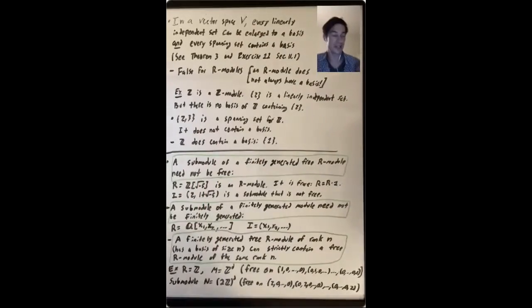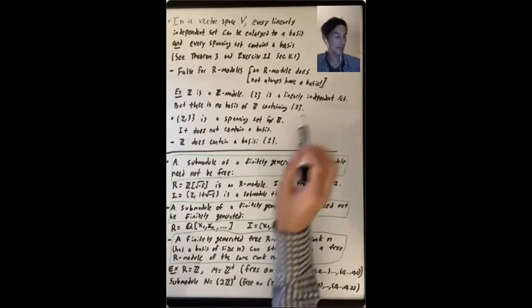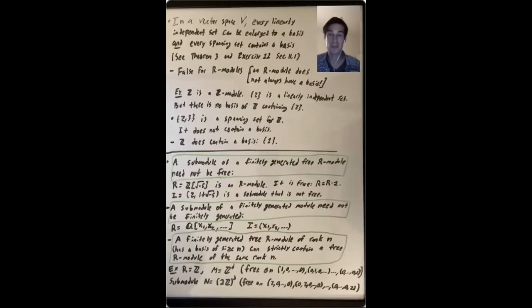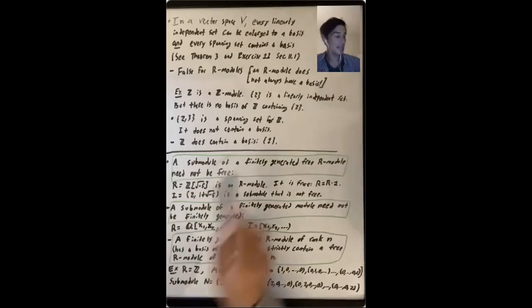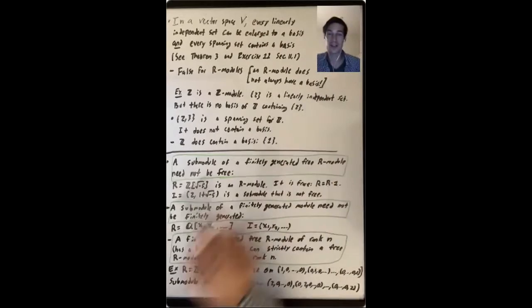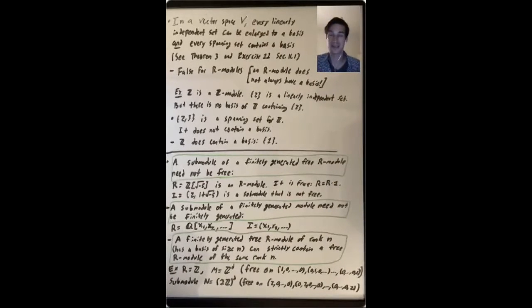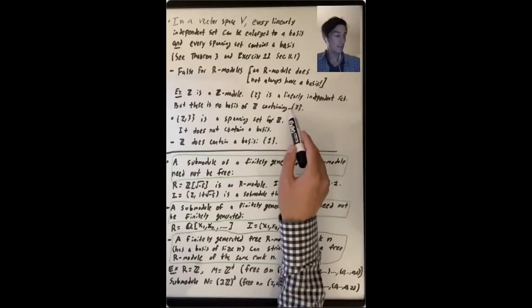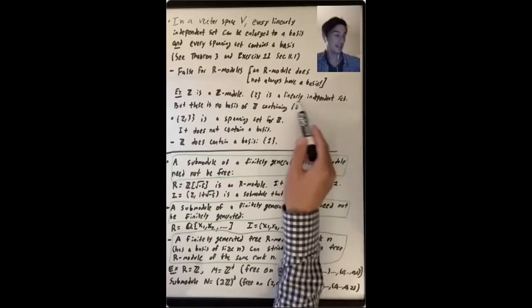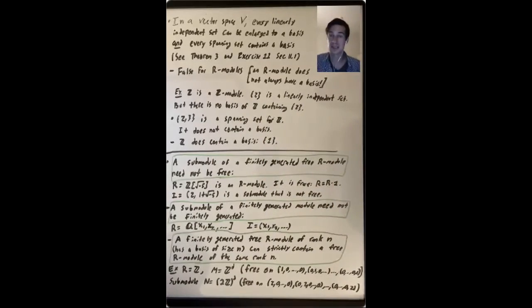So Z is a Z module. 2 is a linearly independent set. But there's no basis containing 2 because, as we've already said, this is a maximal linearly independent set. There's no other element we can add to it and get a larger linearly independent set. But this doesn't span all of Z, so it's not a basis.